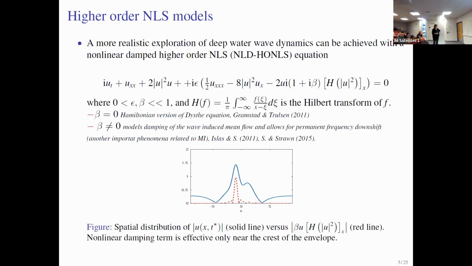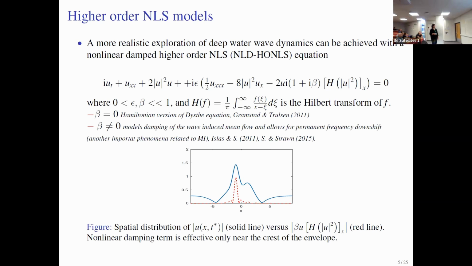And so before we get to the goal of the talk, I just wanted to say that as appealing as the nonlinear Schrodinger equation is, more realistic exploration of these deep water dynamics can be achieved with a nonlinear damped higher order NLS equation. This is different from the viscous equation that we were looking at just a few moments ago. We do not have the linear damping in viscous terms. I guess it might have been there at one point in the equation and got taken out. So that's why you got two pluses.